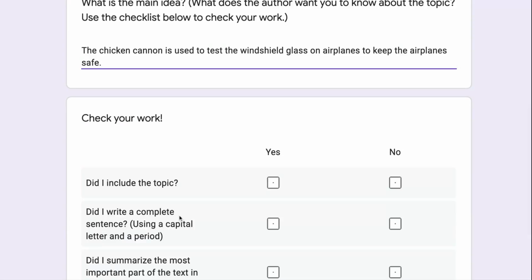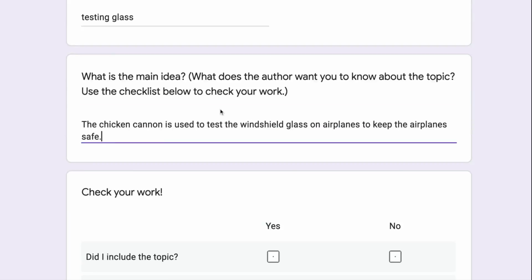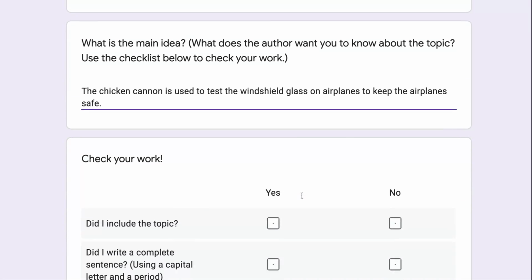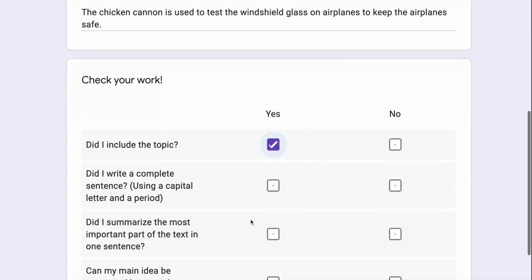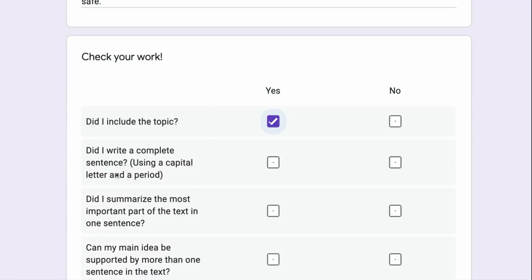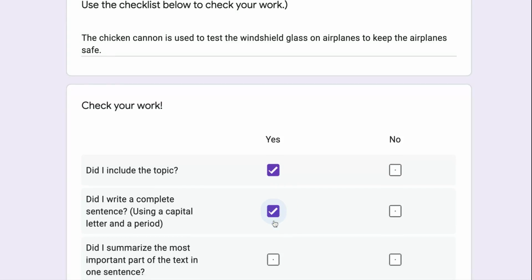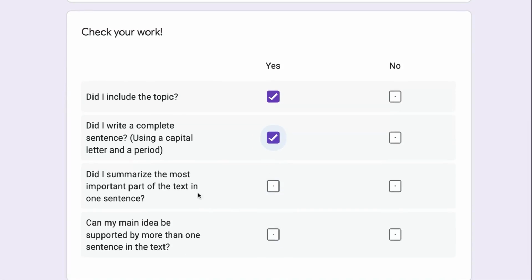Let's check our work. First, did I include my topic? Testing glass. I did mention testing glass in my story, so I'm going to say yes. Did I write a complete sentence using a capital letter and a period? Let's go ahead and check the sentence. We want to make sure it sounds correct. The chicken cannon is used to test the windshield glass on airplanes to keep the airplane safe, period. Looks like I have a complete sentence.